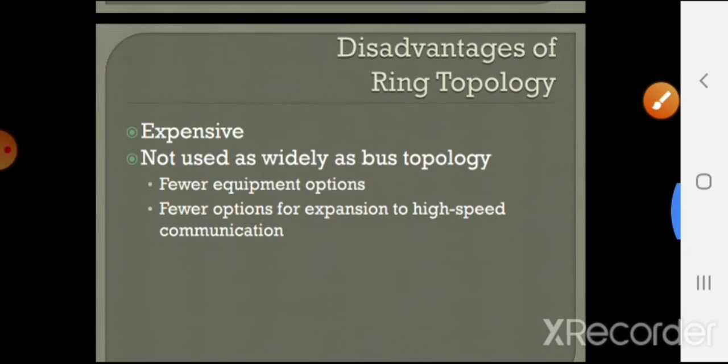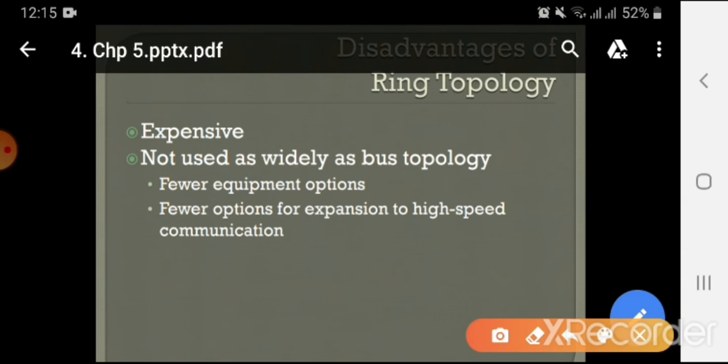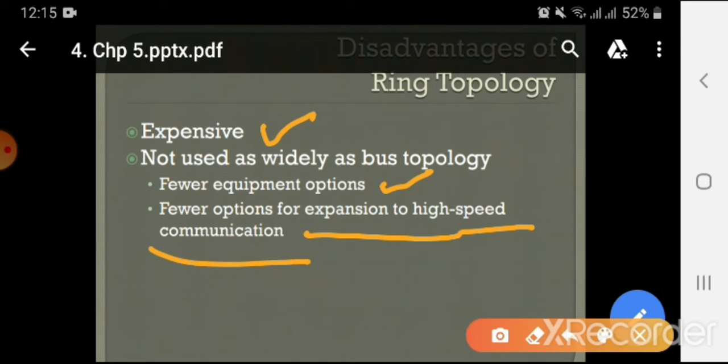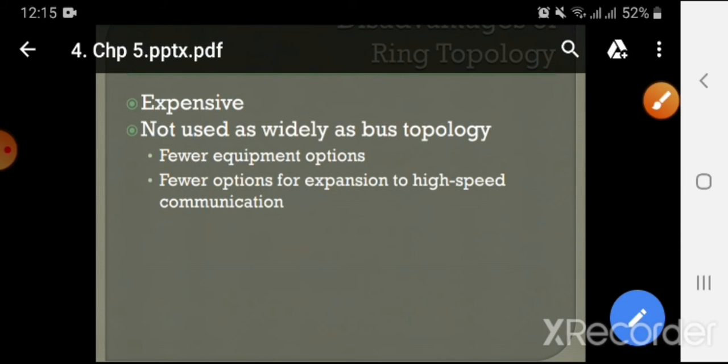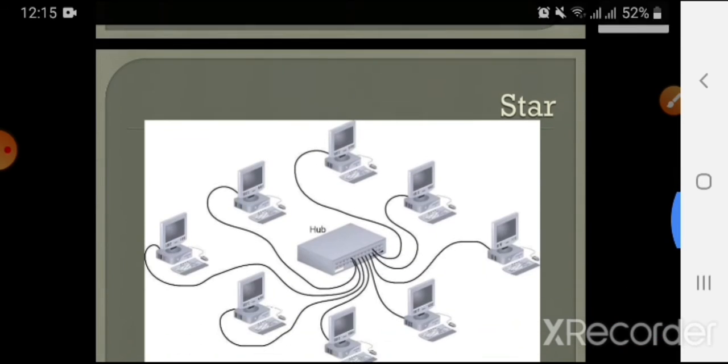So what are the disadvantages? It is expensive. It is not used as widely as bus because of fewer equipment options, and it has fewer options for expansion to high speed communication. If you want to expand the ring topology, meaning if you want to add some more computers, it is difficult for us to add some more computers.